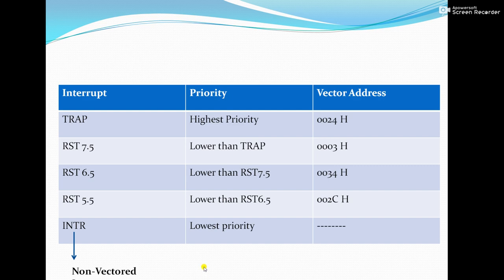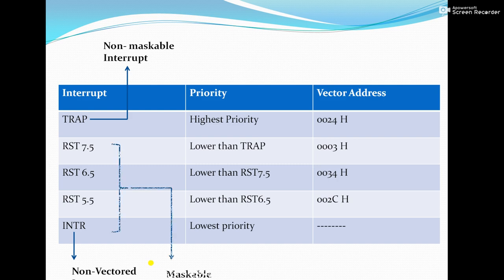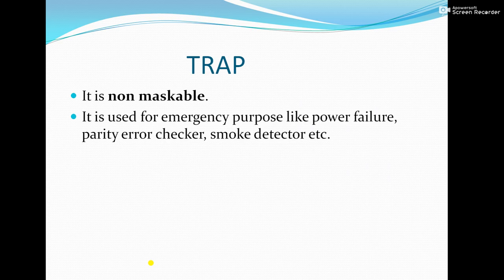And among all the hardware interrupts, trap is a non-maskable interrupt. It means it cannot be ignored. And others are maskable interrupts. Let us learn hardware interrupts one by one. First is trap. It is non-maskable. It is used for emergency purposes like power failure, parity error checker, smoke detector, etc. It has highest priority, that is the important property.